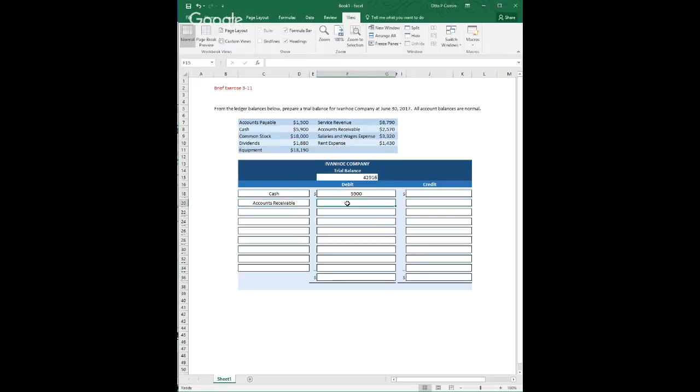And that one is going to be exactly as it's written up top. And then our next section in our assets is property, plant, and equipment. So we are going to enter equipment, and that goes in there. Okay, so now we have all of our assets listed.